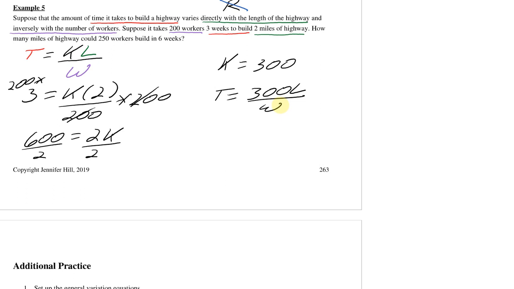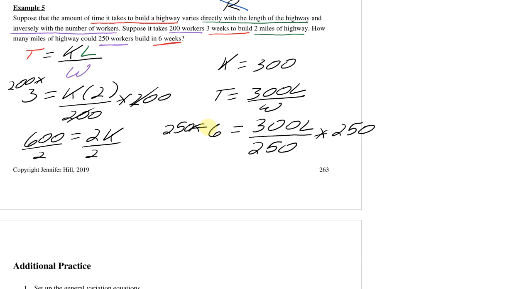Okay, so now it says how many miles of highway could 250 workers build in 6 weeks? So just as a reminder, 250 workers, that's going to be my W. 6 weeks is talking about time, so that's actually going to go in for T. So if I set this up, then I have 6 equals 300. I'm trying to figure out the length, right? So I'm going to leave that as just L, divided by 250. So now here's what I need to solve. I will go ahead and multiply each side by 250. So ultimately I get 1500 equals 300L. Divide each side by 300, and you will ultimately get that L equals just 5. And what does this stand for? This is 5 miles, right?